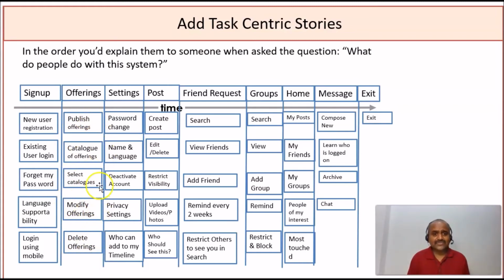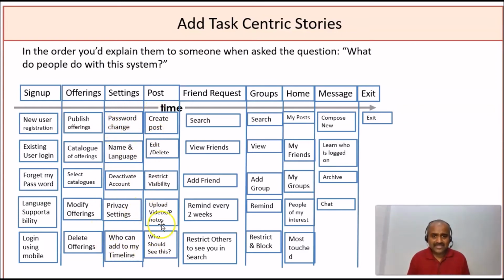These are all the list of user stories or feature capabilities under the heading called offerings. Similarly, settings: password change, name and language change, deactivating an account, privacy setting, who can add to my timeline. So this is what is actually going to settings.